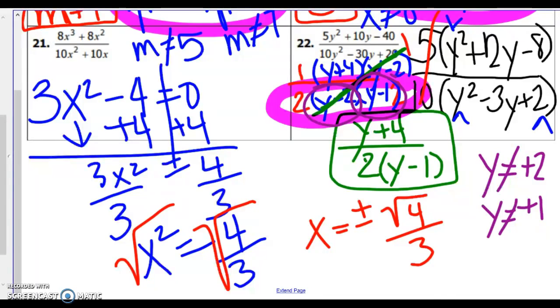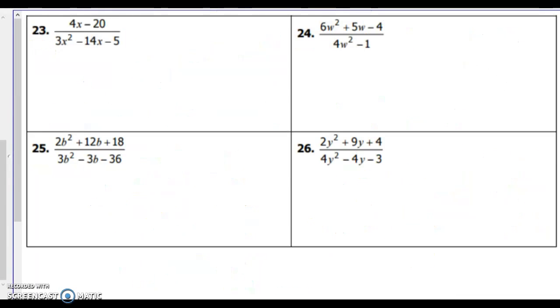Let's look at number 23. 23 isn't even solved yet. So, I want you to try to start solving that one on your own, and then I'm going to do the work and come back, and the work is just going to be there, and I want to see if you can figure it out. So try it on your own, number 23.